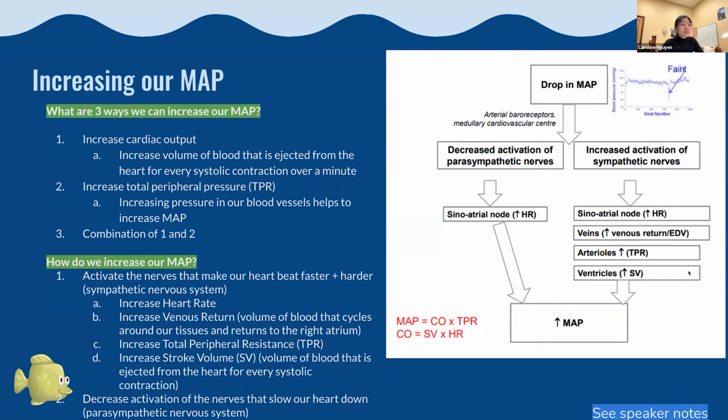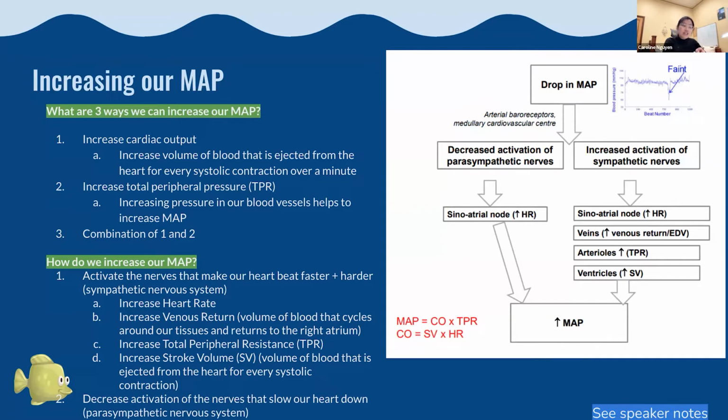Also, in the speaker notes, you'll see I've added the equations. So MAP equals CO times TPR. To memorize this, mean arterial pressure, the pressure in the arteries, is equal to the cardiac output. That makes sense. And then the higher the total peripheral resistance is, the higher the pressure is going to be. So that's how we memorize that.